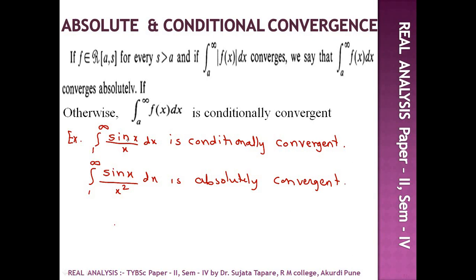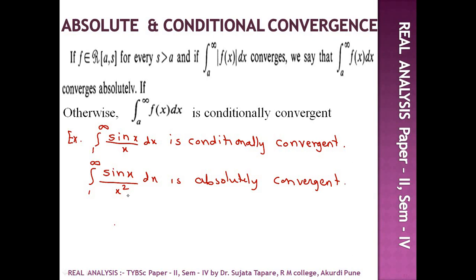Instead of sin x we may have cos x too. And the second example, the integral from 1 to infinity of sin x upon x square dx is absolutely convergent. Because if I put the modulus, then the integral from 1 to infinity of mod of sin x by x square dx is less than or equal to, since mod sin x is less than or equal to 1, the integral from 1 to infinity of dx upon x square.